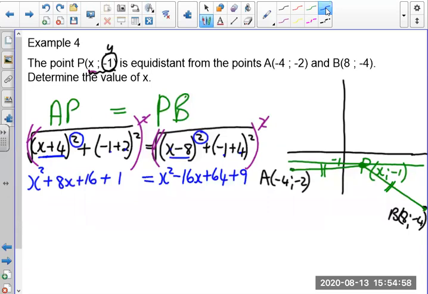Now, can you see now it's just algebra further? Can you see that the x squared and the x squared will cancel? If I take the x's to the left, there's an 8x and a minus 16x. If I take the minus 16x to the left, 8 plus 16 is 24x. Yeah, I will have 73 minus 17. That will give me 64. 72. No.